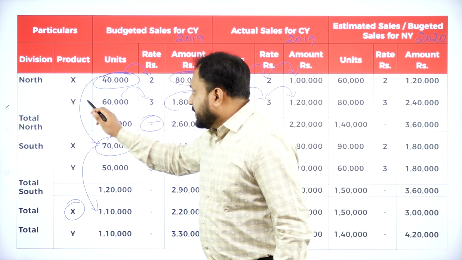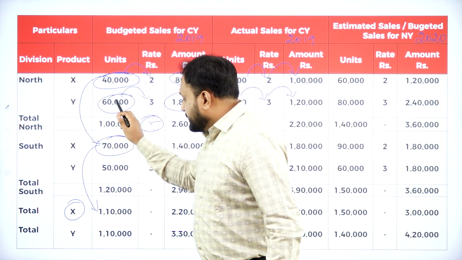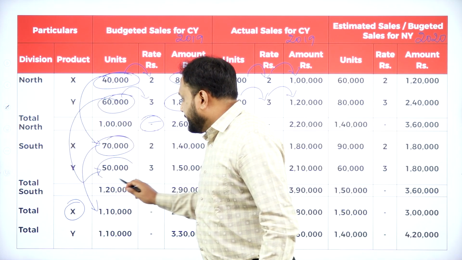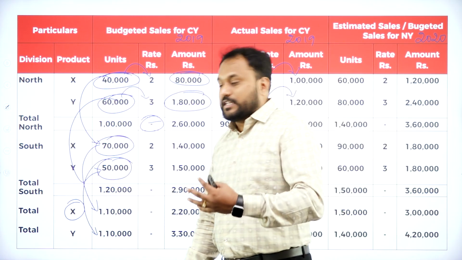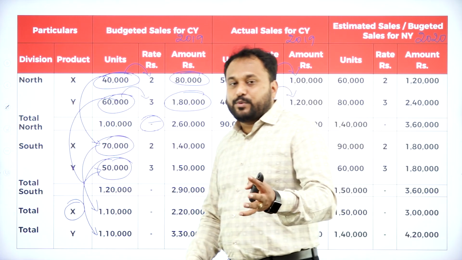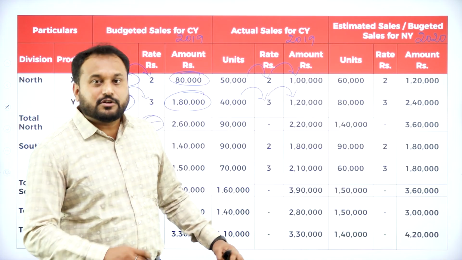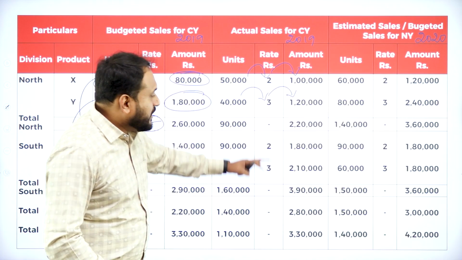Next one, 60,000. The total of Y, 60,000, and then you have 50,000. 60 and 50 is how much? 1,10,000. That is how you will go with. Rate dash dash you actually go with. It is all fine. If you write 2 and 3 also, it is correct. No issues. Now we are done.